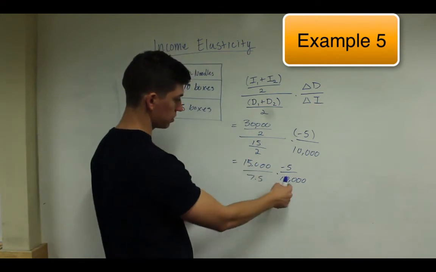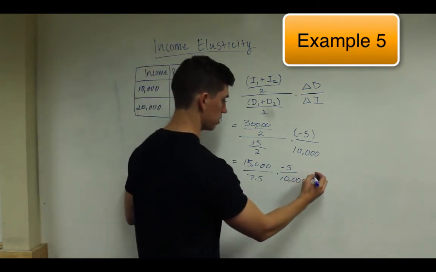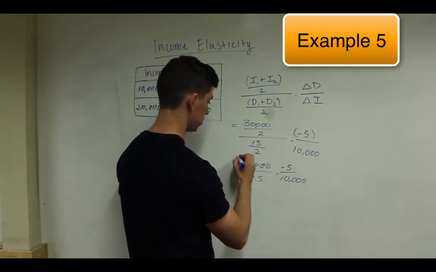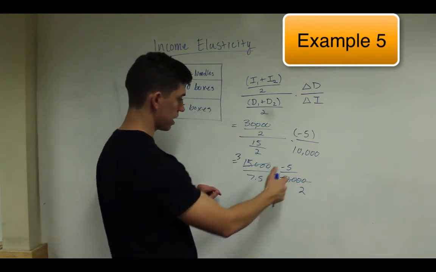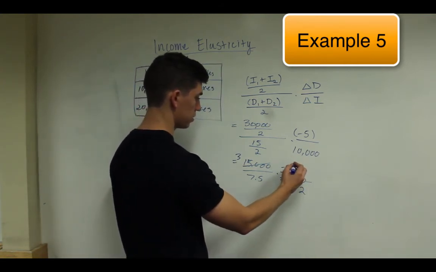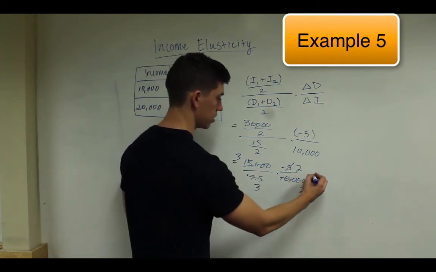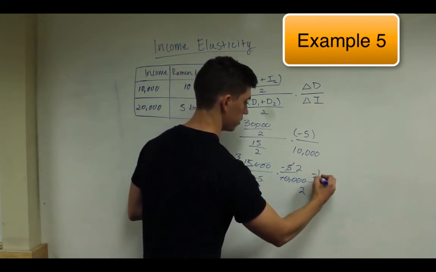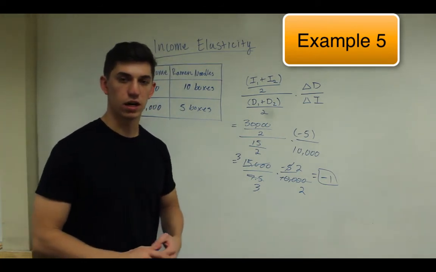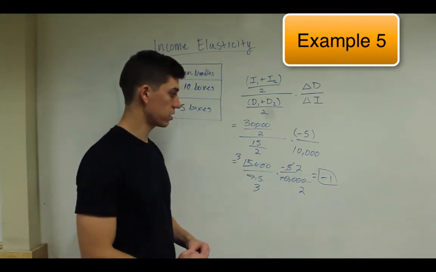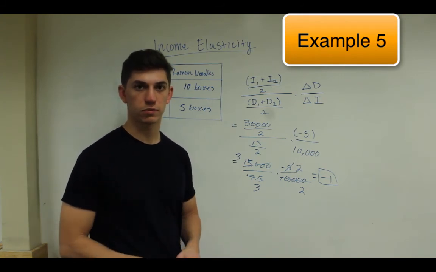Okay, and 15,000 over 10,000, 5,000 goes into that 3 times. So this becomes 3, that goes into that twice. And then 2.5 goes into that 2 times, and that 3 times. So this cancels out nicely and just becomes negative 1. And so that's what you should get. You should find a negative elasticity for an inferior good. And in the other examples, you'll see that when the good's normal, it should have a positive income elasticity of demand.